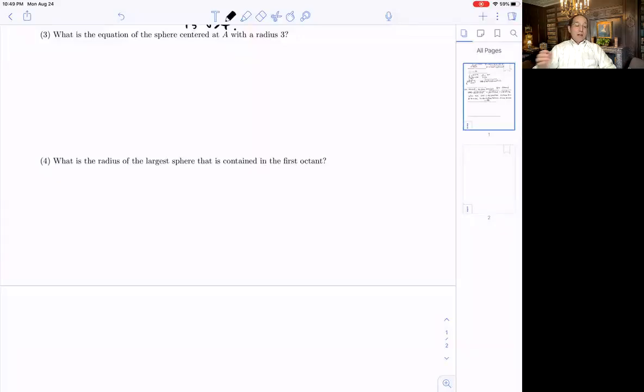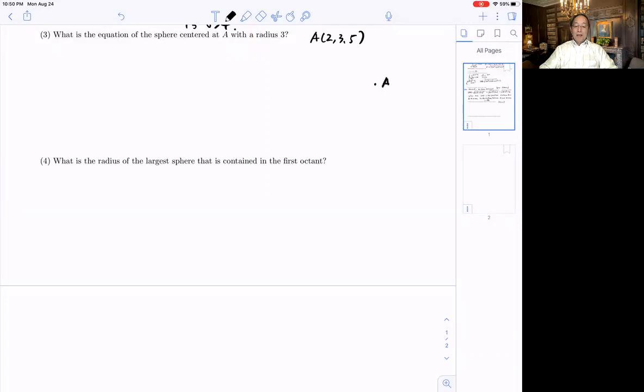All right, now let's continue on this worksheet. It's the same point, A over here. We have 2, 3, and 5. Now this time, we are going to try to find the equation of the sphere centered at A with a radius 3. Now, a sphere means that you have a center over here.